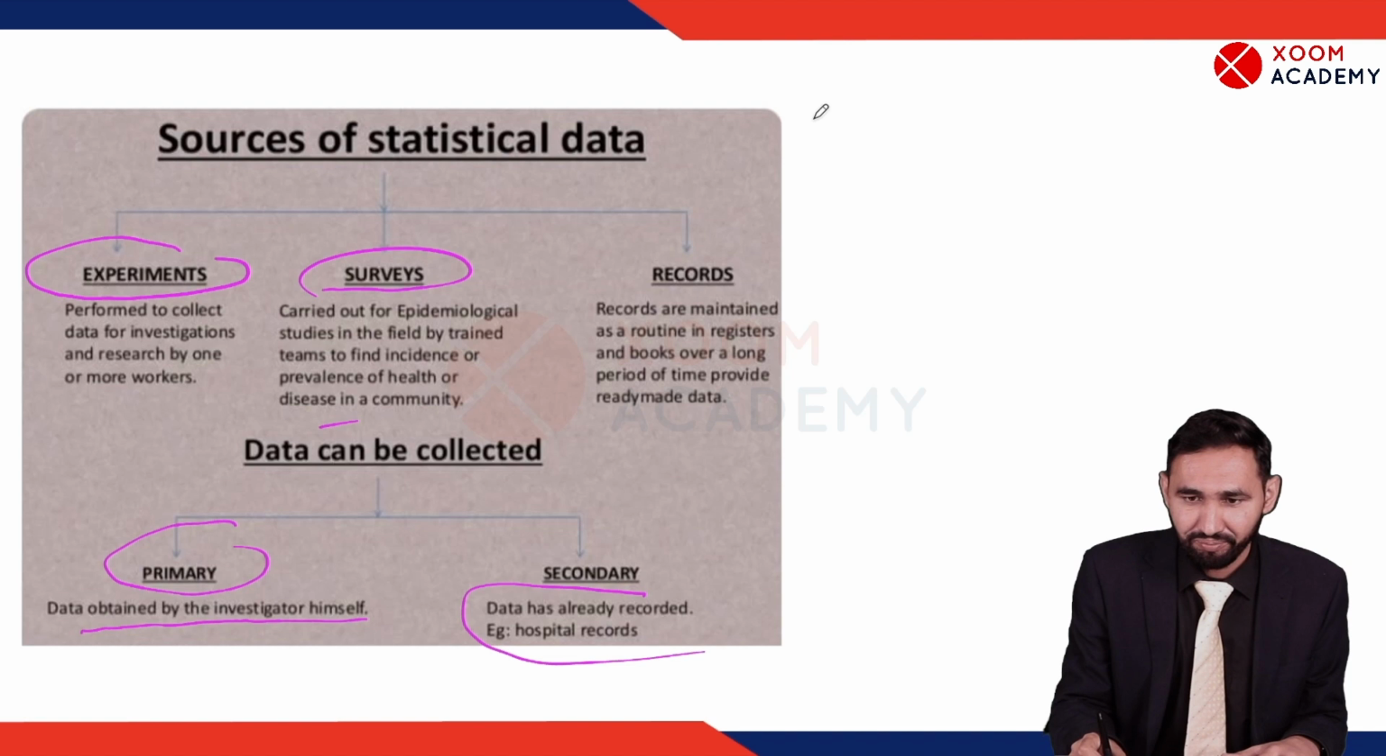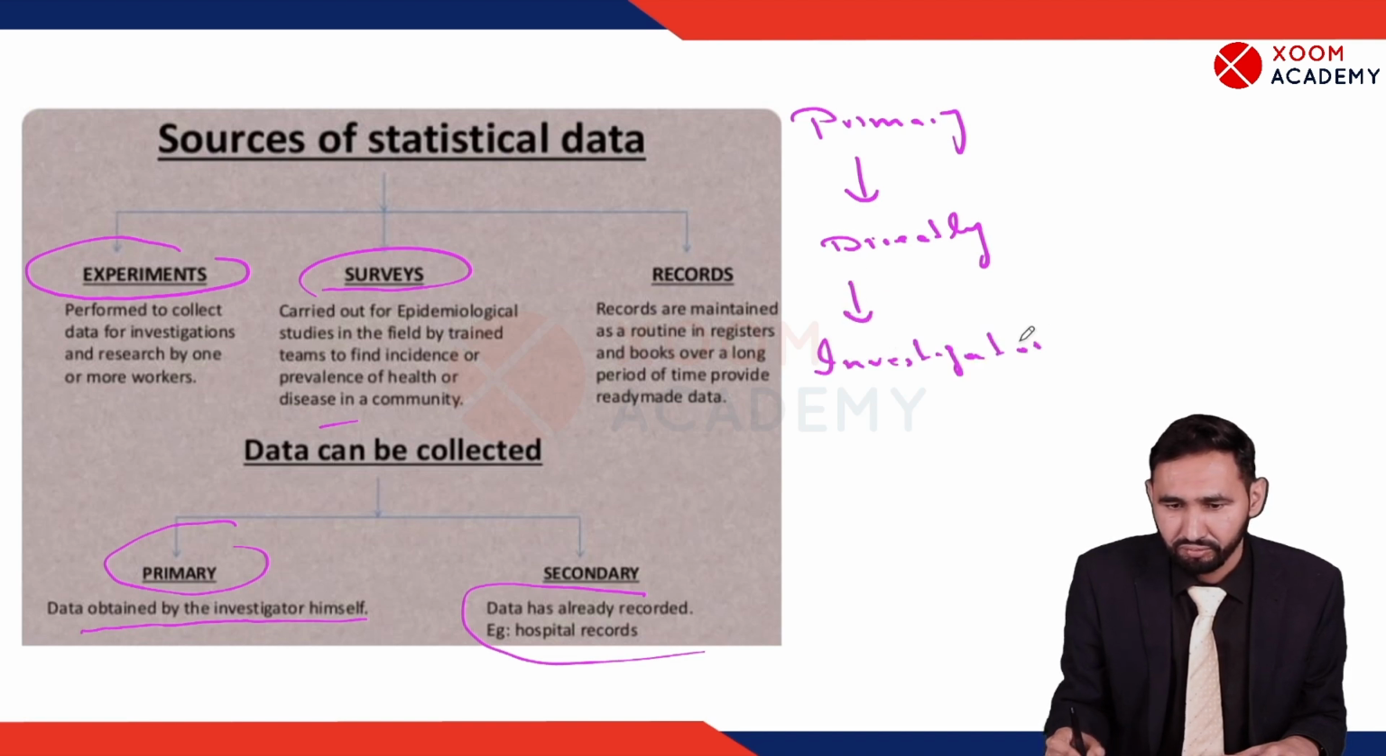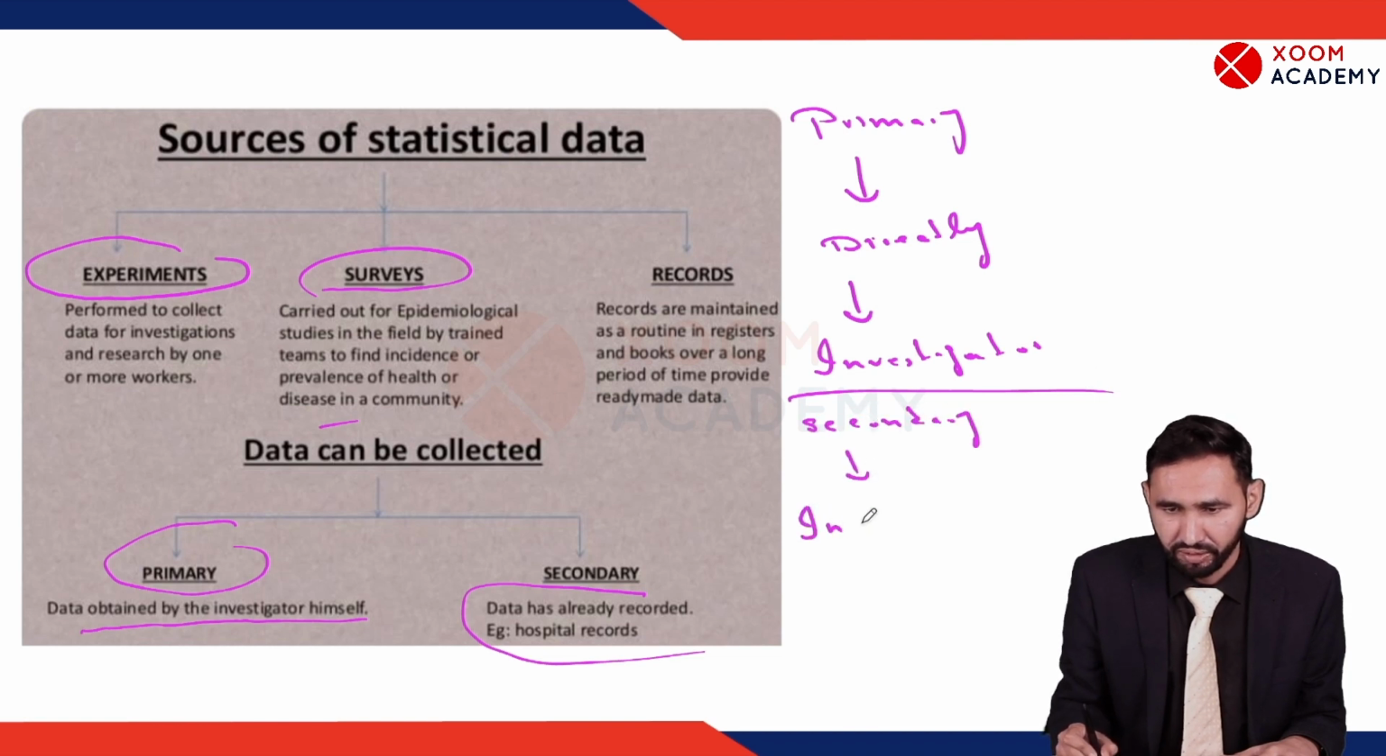So you can write primary, that is collected directly by investigator or researcher, and secondary, indirectly. Records are available.